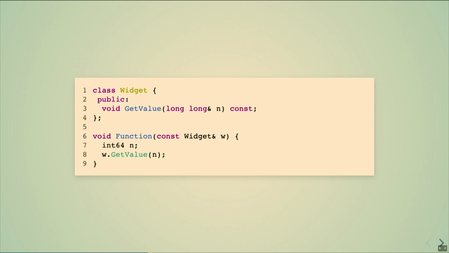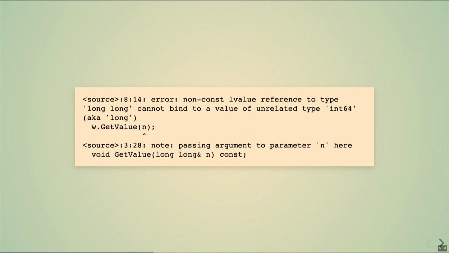So show of hands, who can see how this is going to break? We've got a few hands. So we're going to try it and see what happens. This is the error message that Clang gives us, right? It says, non-const lvalue reference to type long cannot bind to a value of unrelated type int64, aka long. And it gives us the line where this is happening.